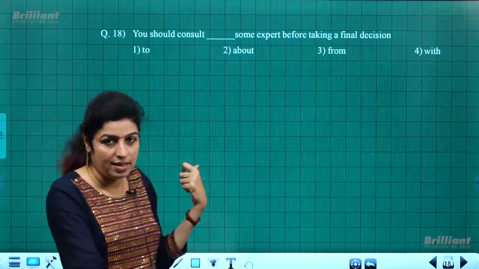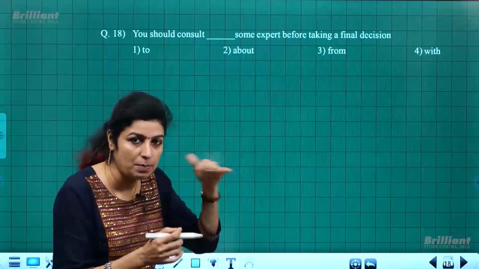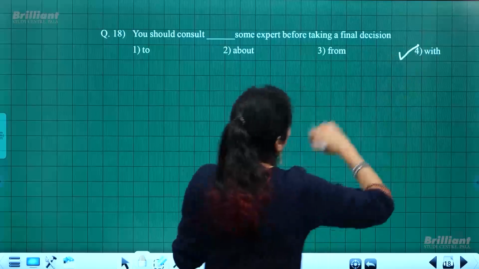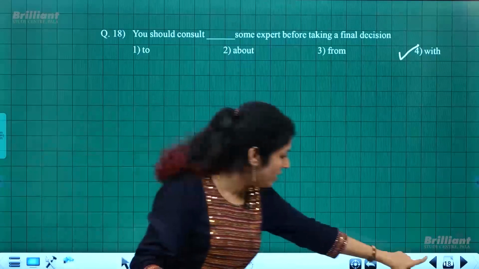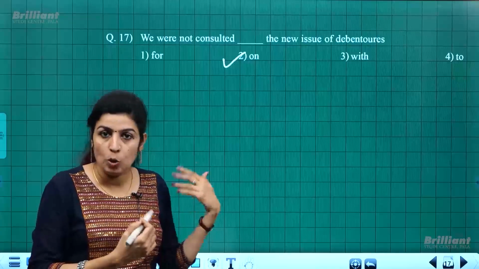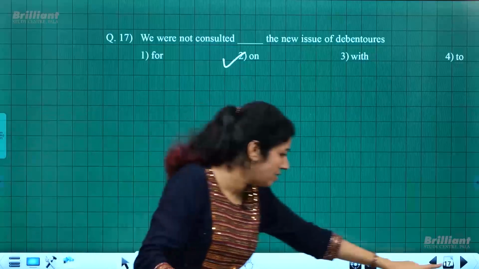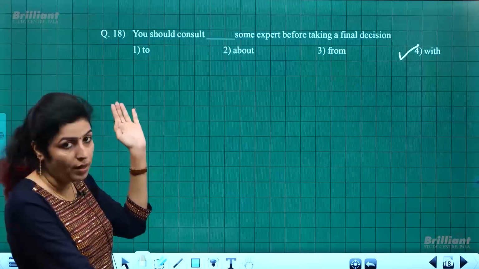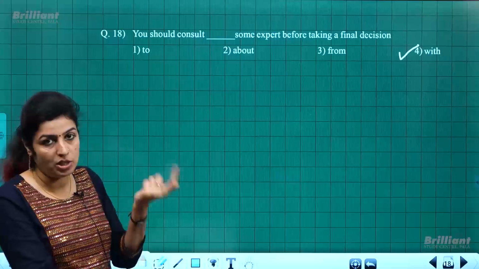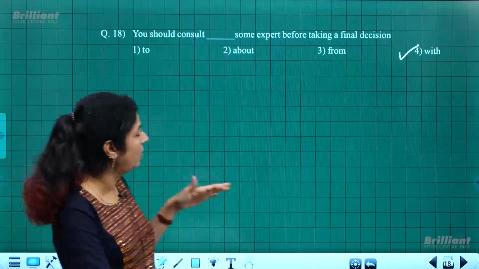Then next, you should see a similar type. Earlier it was a passive structure, and that is why you have to use on. And then to show the difference, another similar sentence is given: you should consult with some expert before taking a final decision. I'll tell you once again, the previous sentence is a passive voice: we were not consulted on. Nobody consulted us. Since it is a passive voice sentence, we use on. But here, it is active voice. In active voice, the subject is given importance, and in passive voice, the object becomes the subject. So here, you should consult with some expert before taking a final decision.